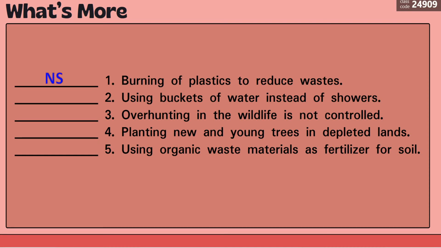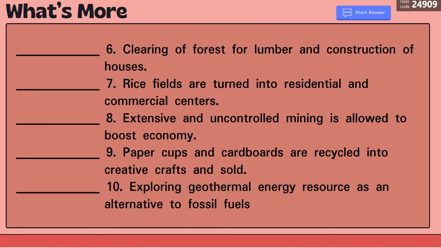NS. Using buckets of water instead of showers. Very good. That is sustainable. S. Overhunting of wildlife is not controlled. Correct. It is NS. Planting new and young trees in depleted lands. Yes. Using organic waste materials as fertilizer for soil. Is S. Let's move on with number 6.